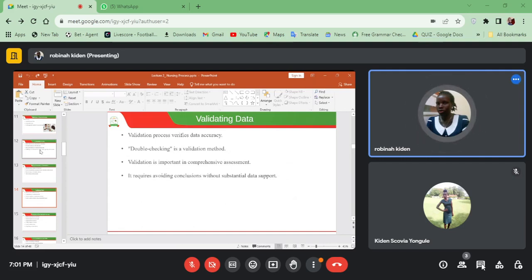So a comprehensive assessment is like a detailed assessment. Validation of the data in such cases is very, very important. It requires avoiding conclusions without substantial data support. So key aspects of ensuring data accuracy. One is double checking, which I've already talked about. Validating subjective and objective data. Then avoiding premature conclusions. You don't jump into conclusion before you verify.